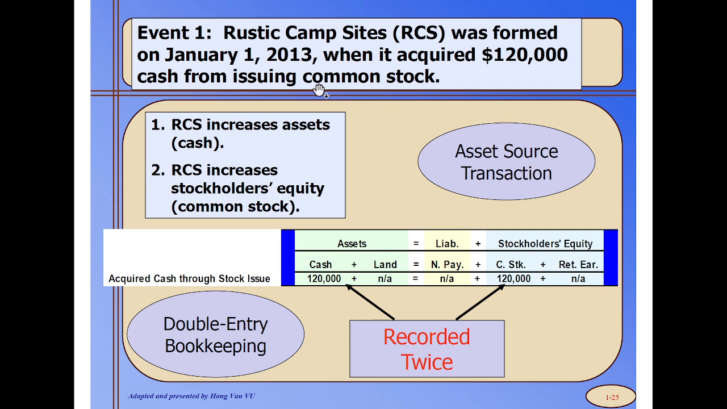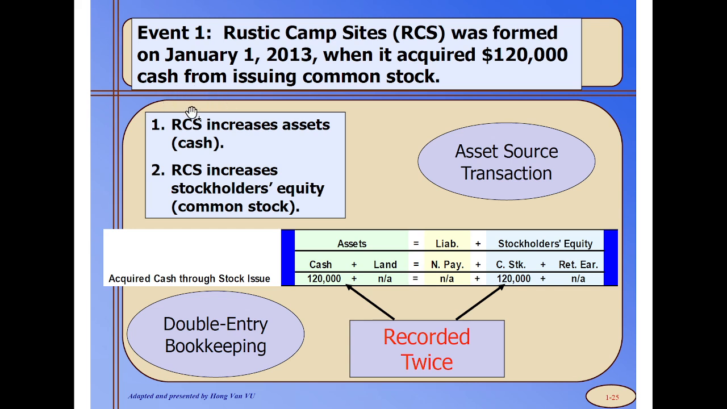So now look at the company called Rustic Scheme, or IC, which was formed on the 1st of January 2013 when it acquired 120,000 in cash by issuing common stock. Issuing common stock means that they sell shares of the company.